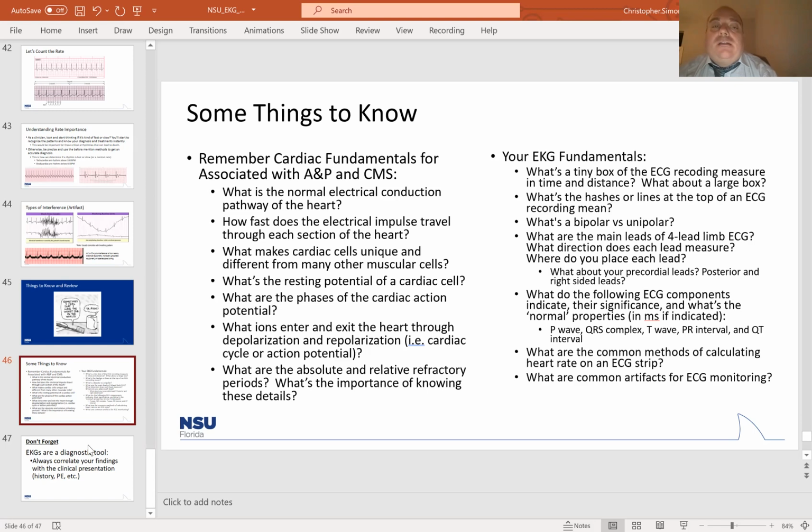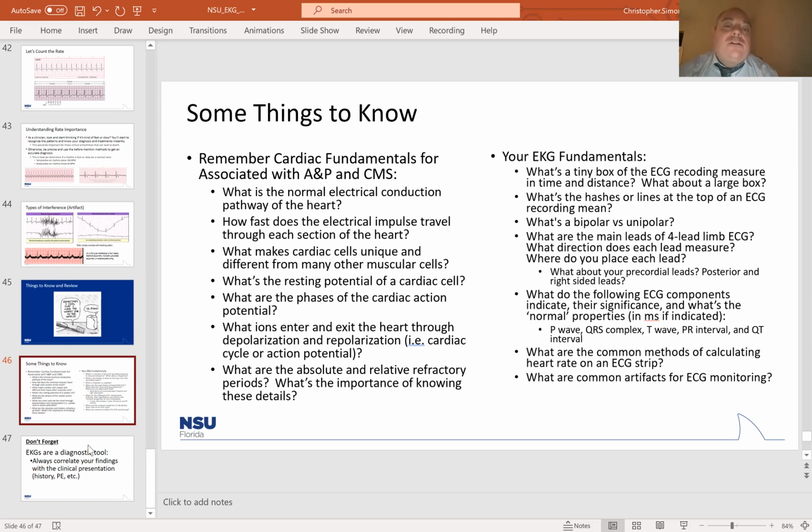We talked about the SA node, the AV node, the Purkinje fibers. What else do we got? Know the intrinsic heart rates of the different pacemaker sites, being the SA, AV, Purkinje fibers. What makes cardiac cells unique and different than other muscle cells? Well, that goes into that thing called automaticity that we talked about. Resting potential of a cardiac cell, we talked about that, negative 90 millivolts.